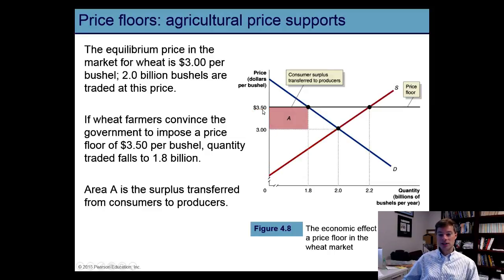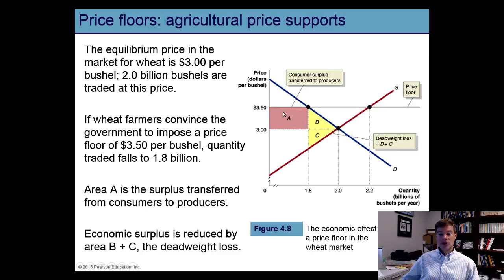So if you take this together, then area A used to be consumer surplus, and it gets transferred to producers. It was part of consumer surplus, and it moves to producer surplus. But areas B and C used to be economic surplus, and those areas are lost. Area B used to be consumer surplus, and area C used to be producer surplus, and those areas are no longer economic surplus. We call areas B and C deadweight loss. It is economic surplus that's lost because of the price floor.